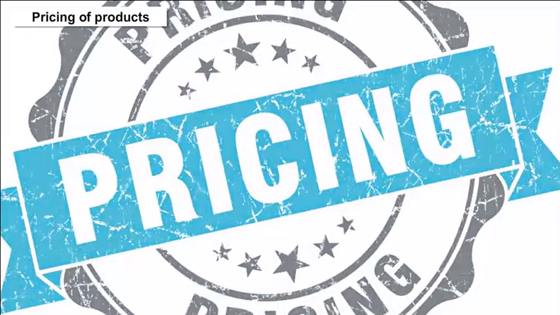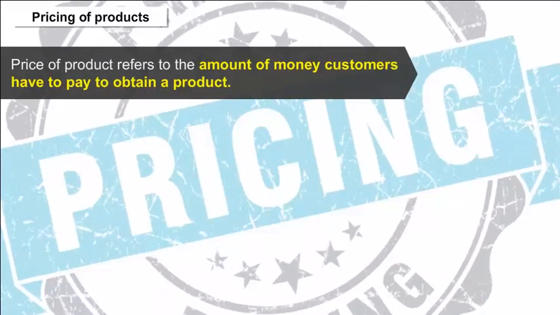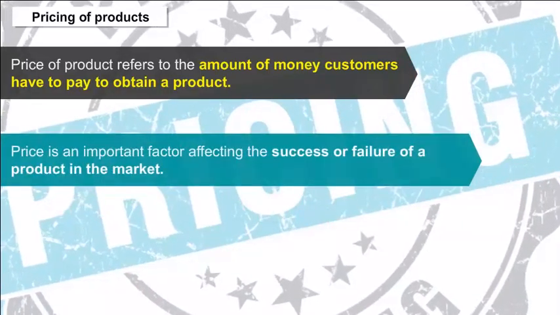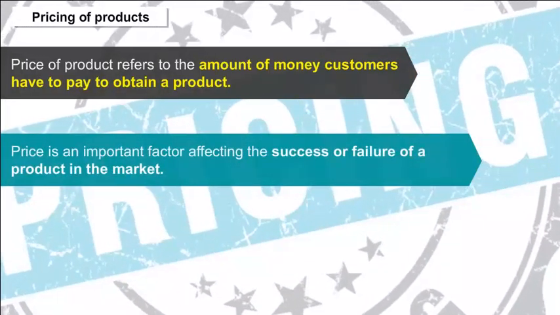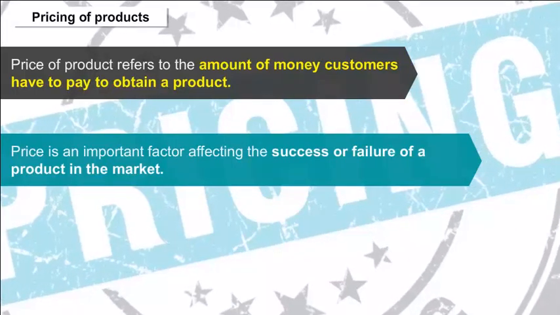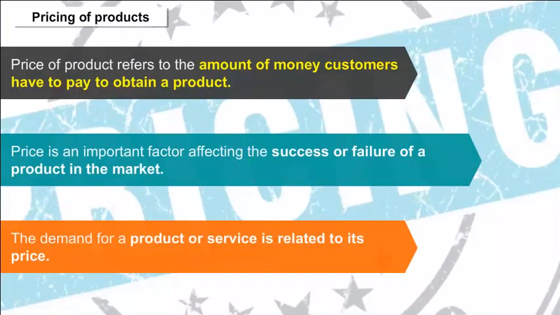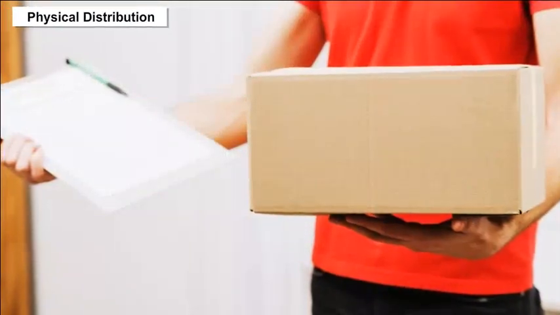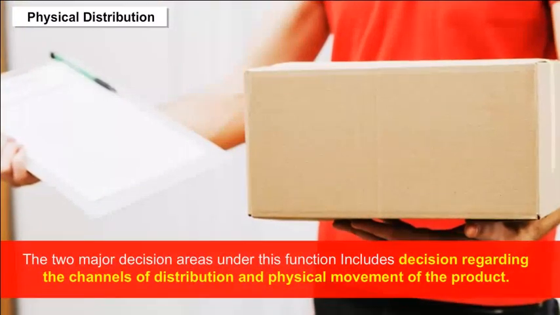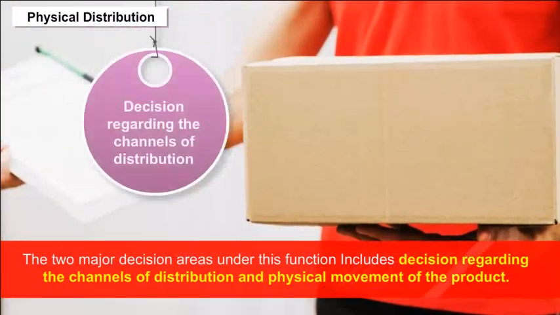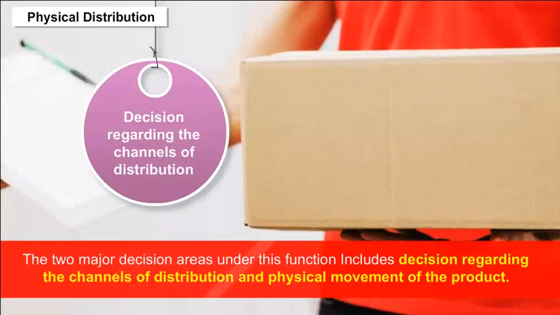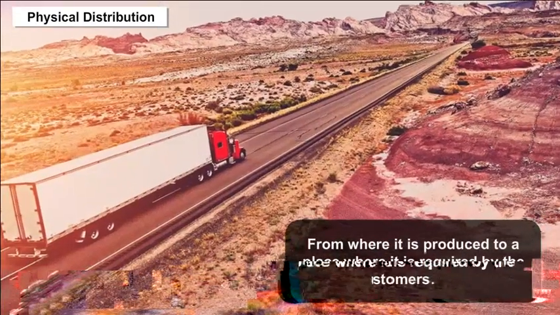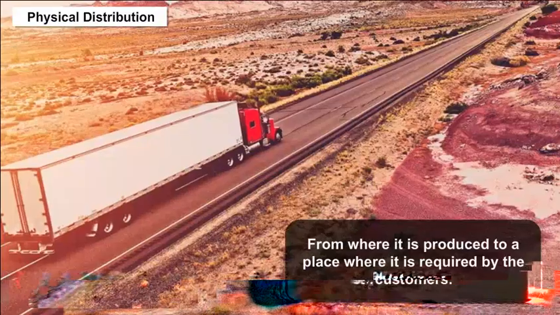Pricing of products. The price of a product refers to the amount of money customers have to pay to obtain a product. Price is an important factor affecting the success or failure of a product in the market. The demand for a product or service is related to its price. Physical distribution. The two major decision areas under this function include decisions regarding the channels of distribution and the physical movement of the product, from where it is produced to a place where it is required by the customers.